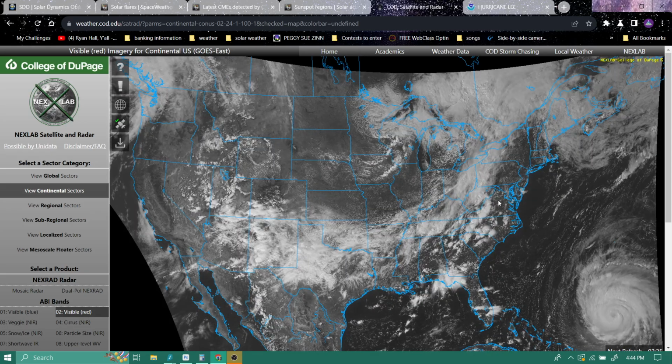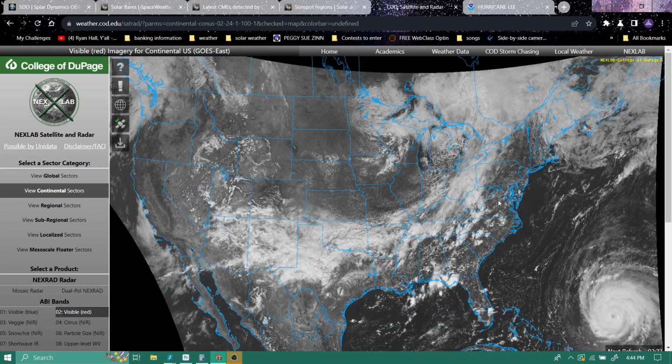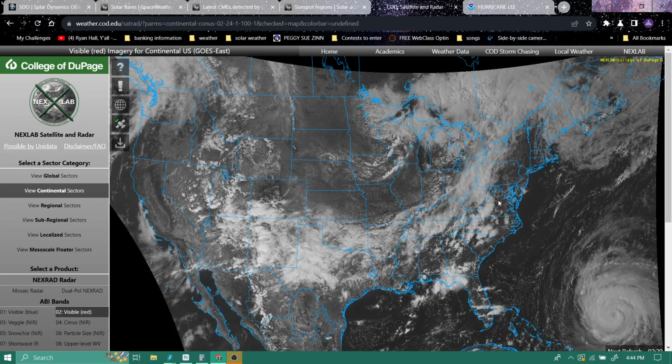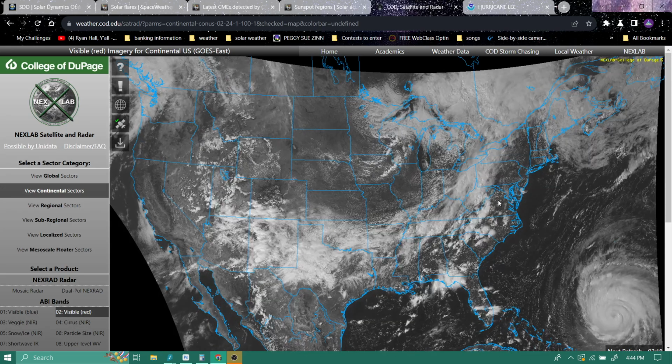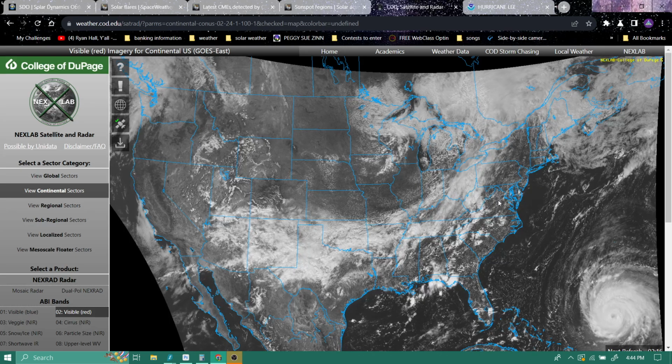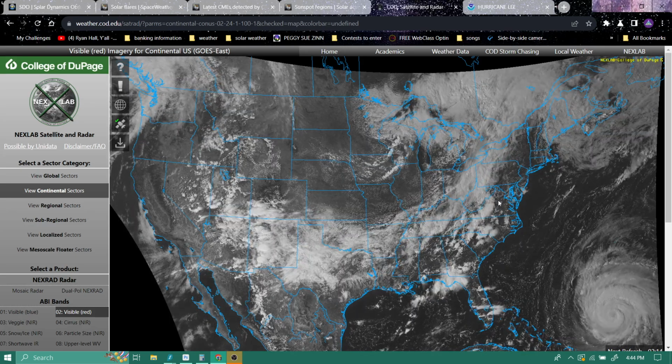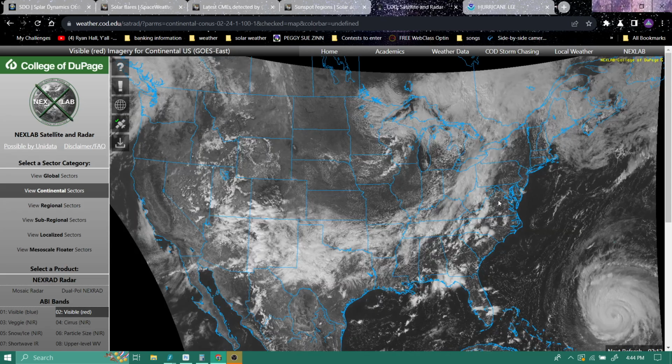It's still electromagnetic energy. And when all those charged particles happen, it can create more lightning. It can change the strength of storms.